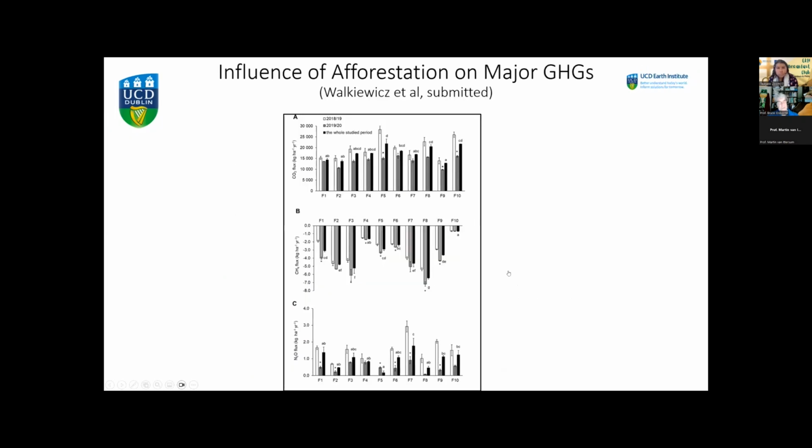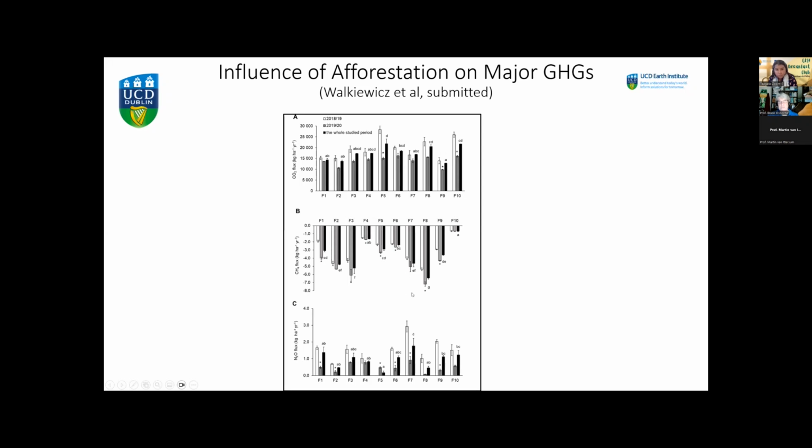The other thing about afforestation that really hasn't been looked at in any great detail is the effect on other greenhouse gas emissions. We've always focused on carbon sequestration, and we haven't really considered the likely impact on the other two major greenhouse gas emissions. And this example actually shows that there can be quite varied effects on both methane, that's B, and also nitrous oxide emissions associated with afforestation.